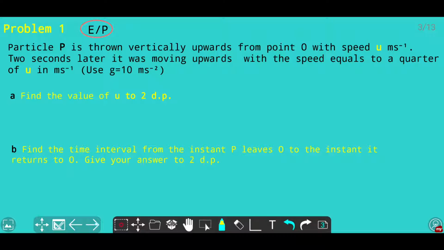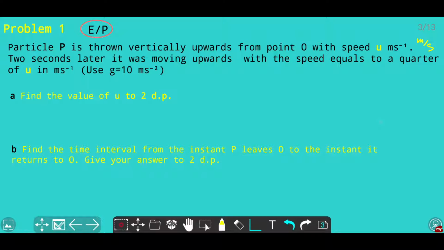Particle P is projected vertically upwards from point O with speed u m s to the negative 1. It is the same as if you use the index rule: you just flip over and you get meters per second. So meters per second is an equivalent way of writing. Okay, so 2 seconds later it is still moving upwards with a speed equal to a quarter of u. Find the value of u.